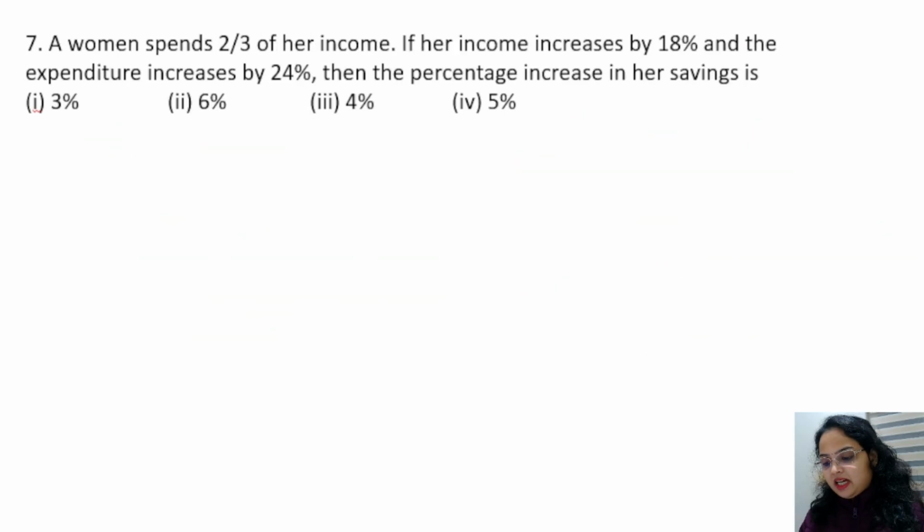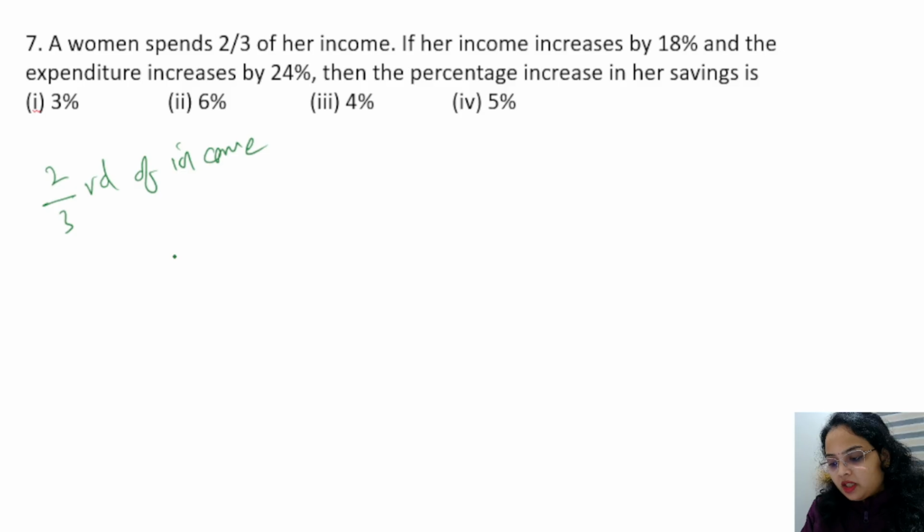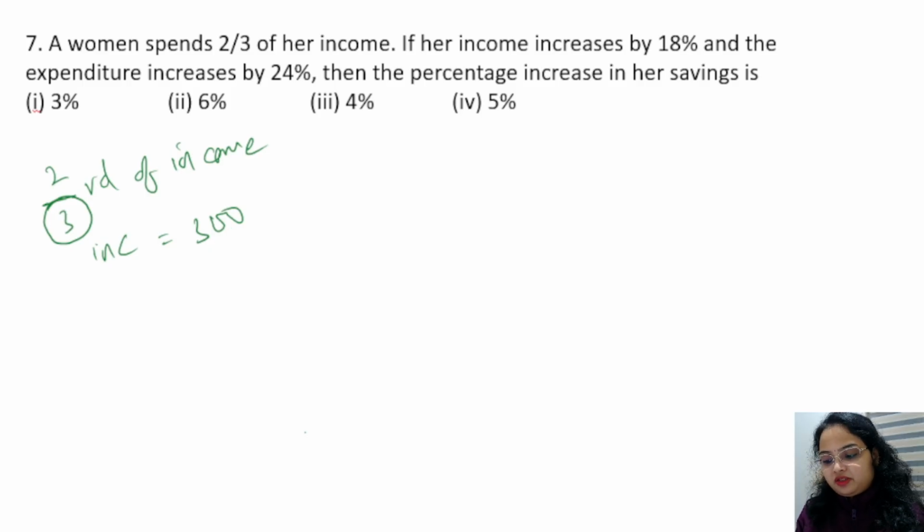Second option. Next one. A woman spends 2/3 of her income. So we will assume the income is 300. Whatever is there in the denominator, take the multiple of that one. We will assume the income as 300 and she spends 2/3. So what is the expenditure? It is 2/3 of 300, it is 200. 200 is the expenditure. So what is the savings here? Savings is income minus expenditure.